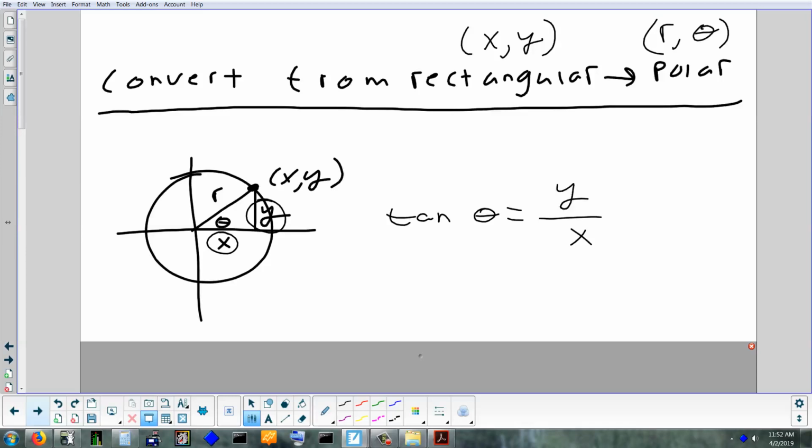That's not theta though. That gives me tan theta. How would I get theta? You take the inverse tangent. Yep, I would take the inverse tangent. So theta is the inverse tangent of y over x.